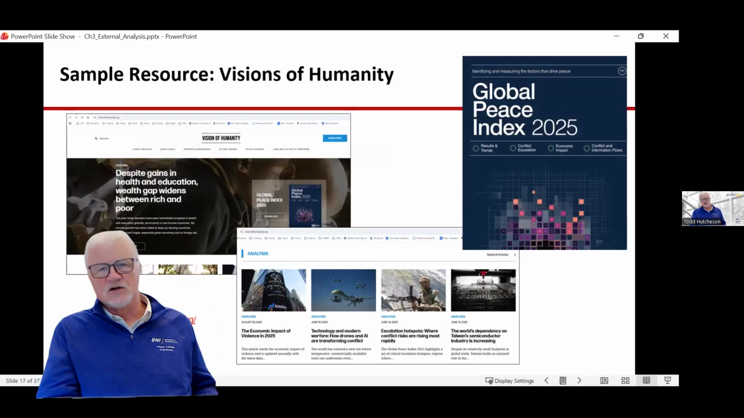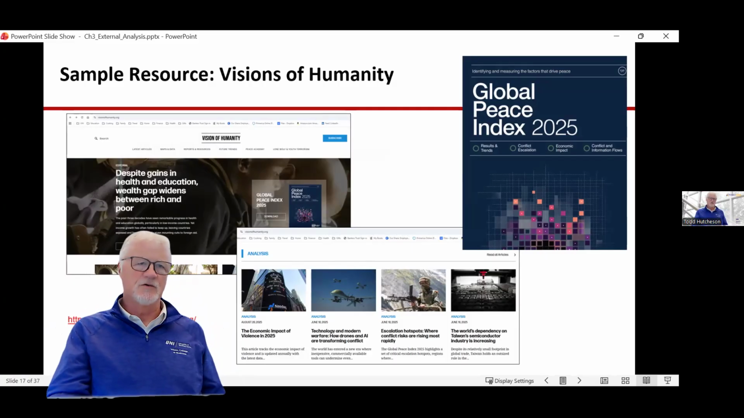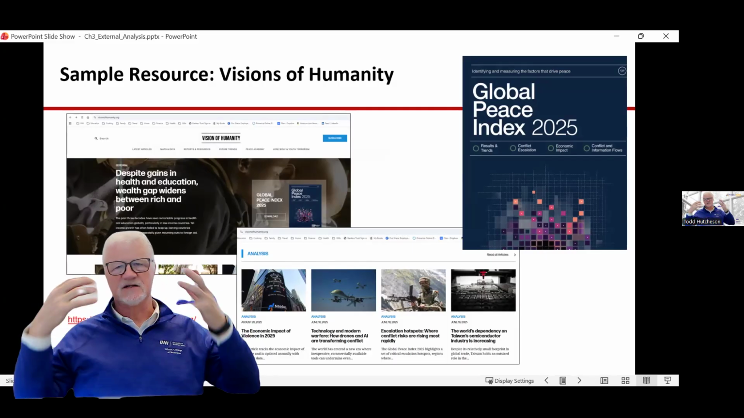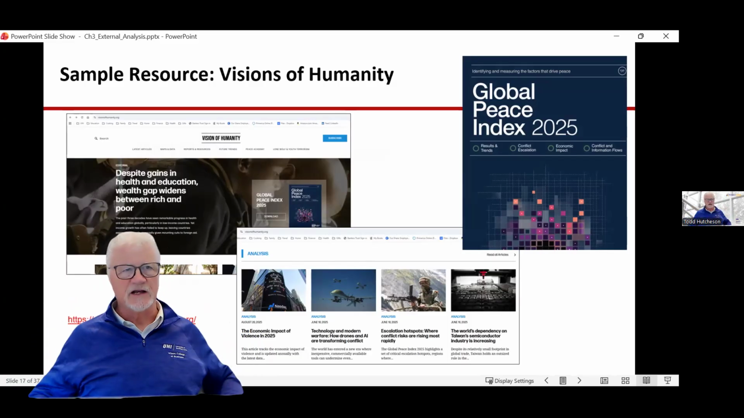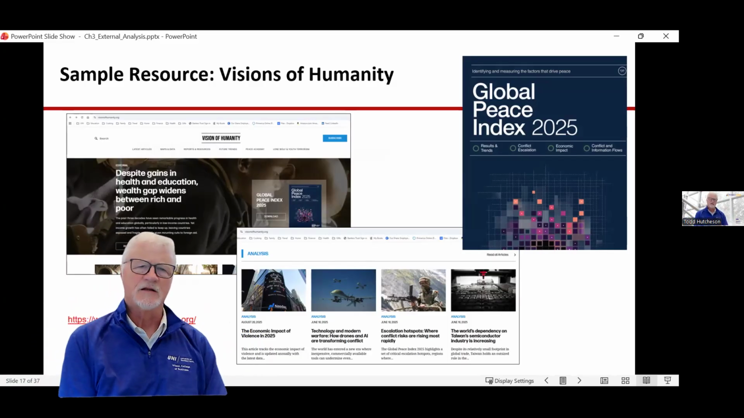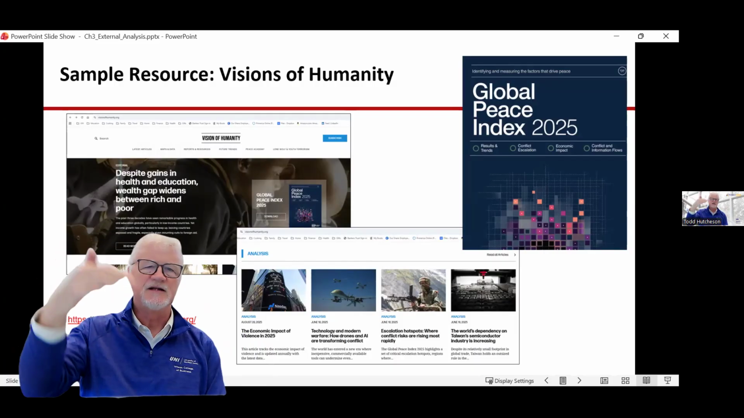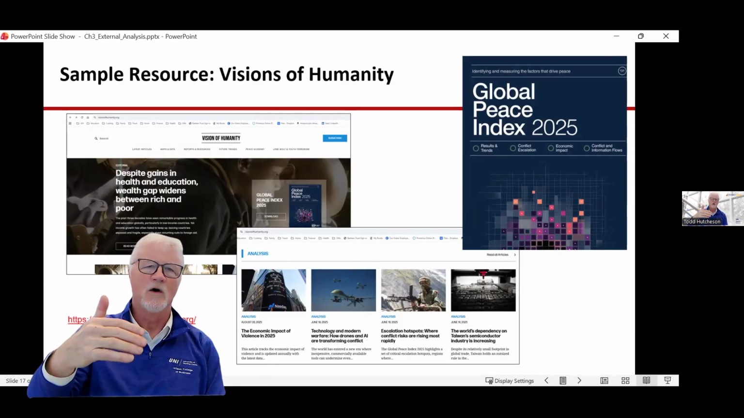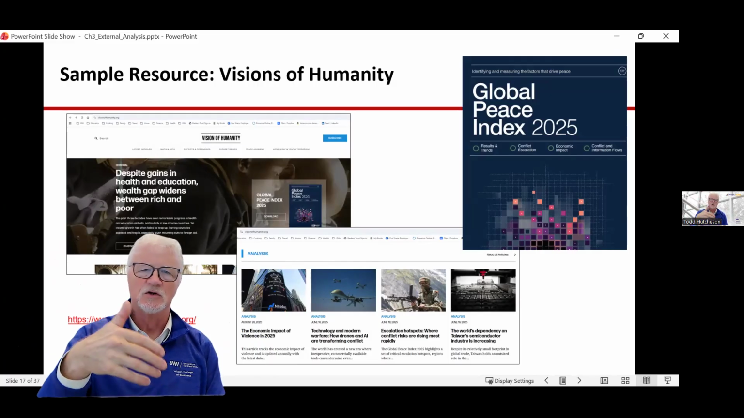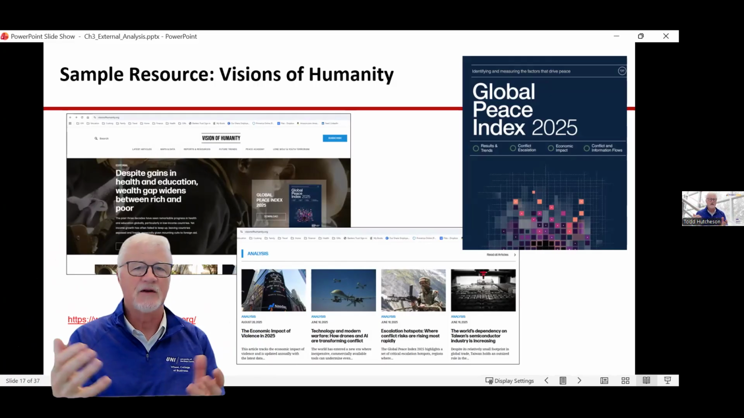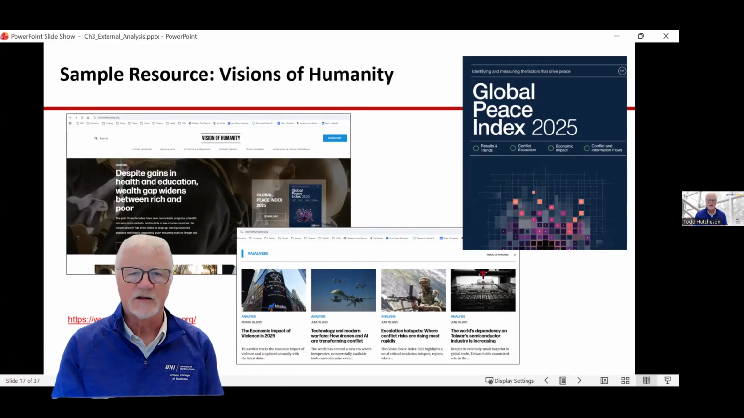There are places to go to look for these general trends. I mean, you can go, for instance, on the economic front, and look at all sorts of different economic measures that are out there, but some that are maybe a little less easy to look for are Global Peace Index, gains in health and education, wealth gap widening. Here's a source. Vision of Humanity is a good source to go look at some of the things that are happening globally that would fall into that general environment.